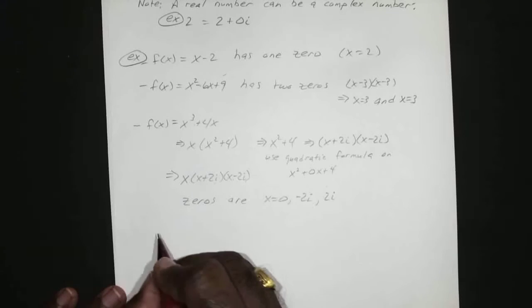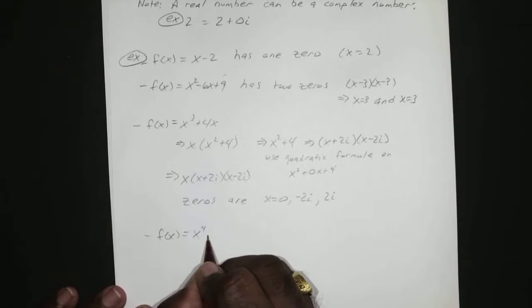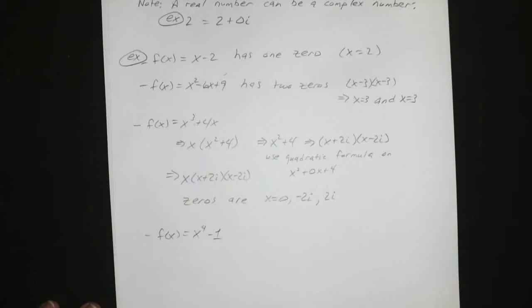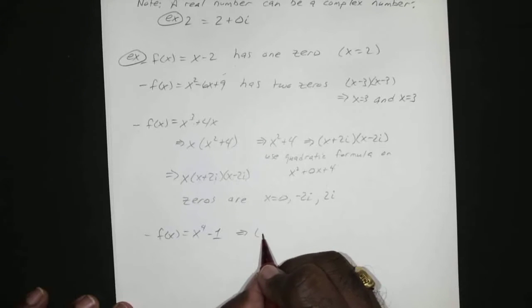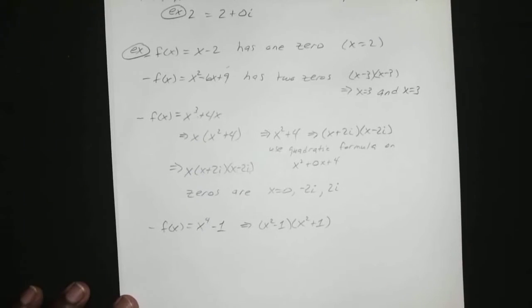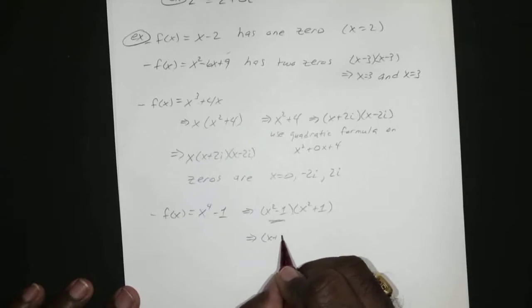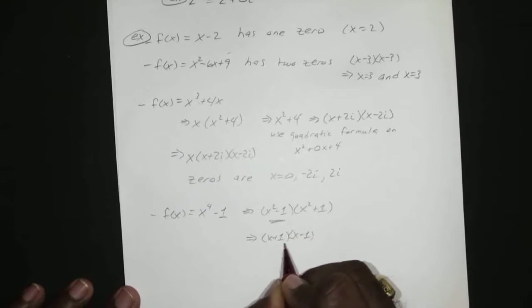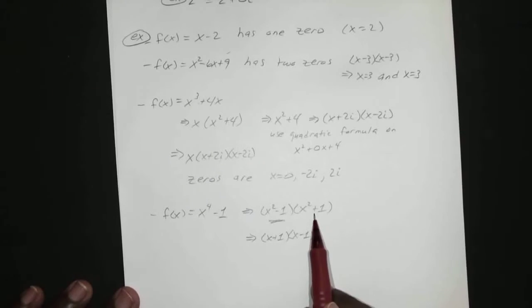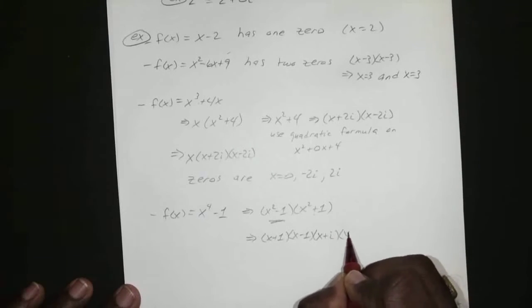Okay, now let's say we have f of x equals x to the 4th minus 1, which is a difference of squares. So you have x squared minus 1 and x squared plus 1. Now x squared minus 1 is another difference of squares, which is just x plus 1, x minus 1. And this other one, if you factor that out, you would get x plus i, x minus i.